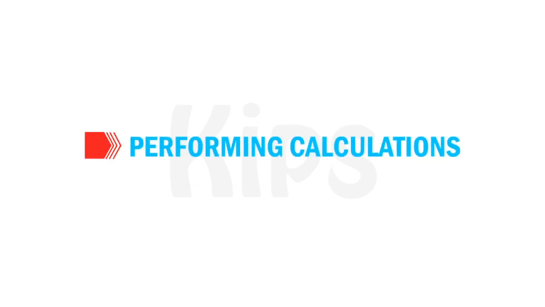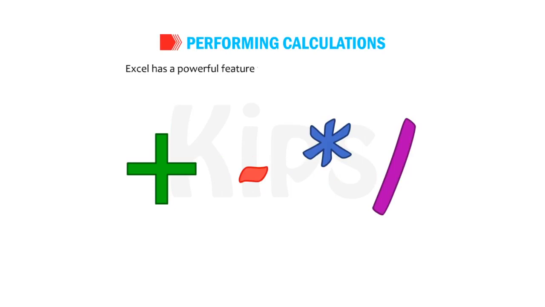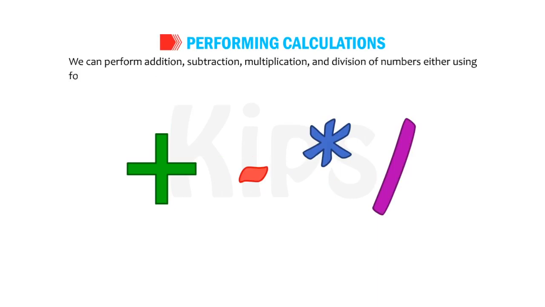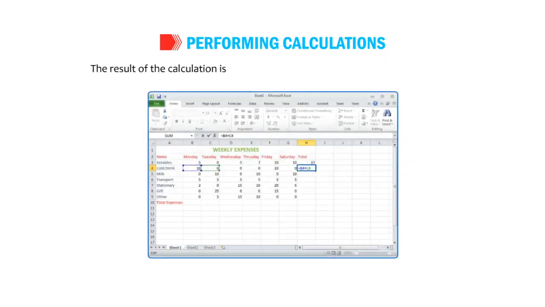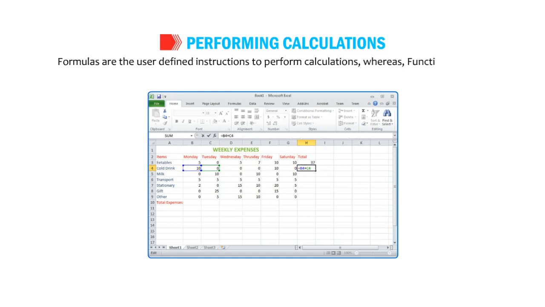Students, let me explain to you about performing calculations. Excel has a powerful feature to perform calculations on the data. We can perform addition, subtraction, multiplication, and division of numbers either using formulas or using functions. The result of the calculation is displayed in the cell where the formula is entered. Formulas are the user-defined instructions to perform calculations, whereas functions are the predefined or inbuilt formulas that come with Excel.